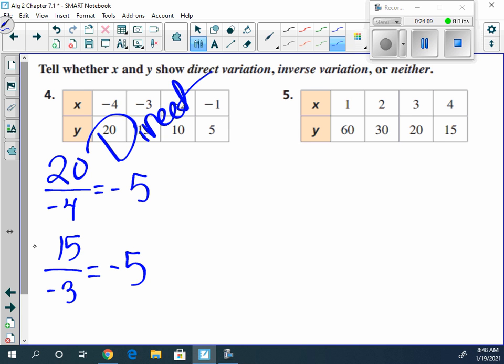Let's look at number 5. Now, we don't always have to start off with direct. We could start off with inverse or direct. It doesn't matter which one. Looking at these numbers here, x is 1, 2, 3, 4. y is 60, 30, 20, 15. What do we think it could be? Inverse. Because what is inverse? As one increases, the other decreases. They're going in opposite directions, yes? The values of x are going up. The values of y are going down, yes? So if it was going to work, we'd hope it to be inverse.